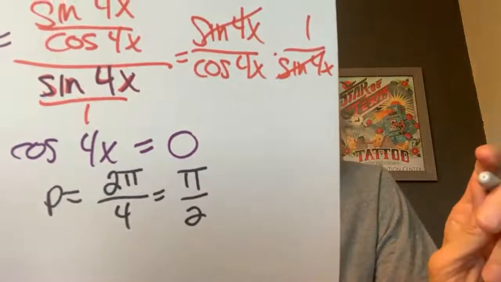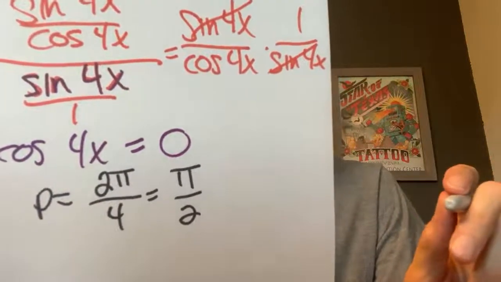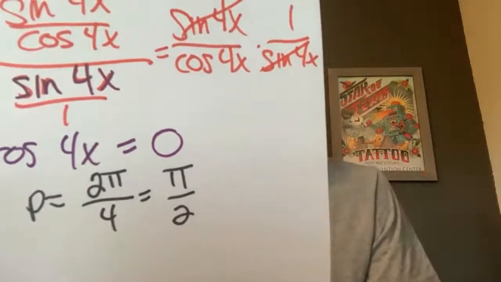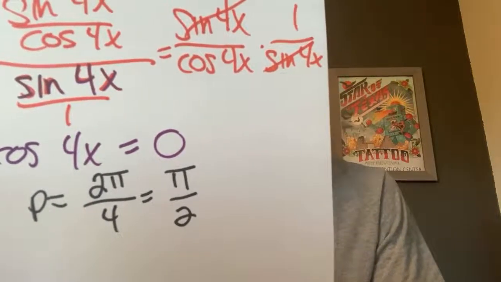Then if we're going to actually sketch cosine 4x, which is what I would recommend, that means the period is equal to 2 pi divided by the coefficient of x. The question now is, what does that actually tell us? And what that tells us is that the whole cosine curve starts and ends between 0 and pi over 2.